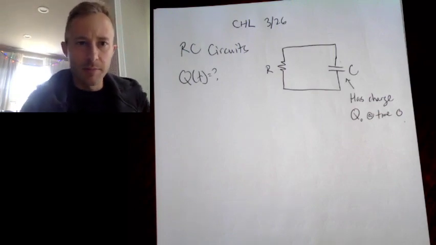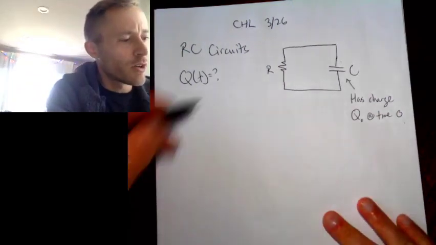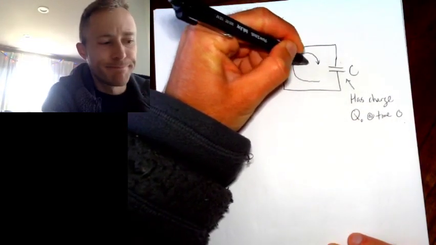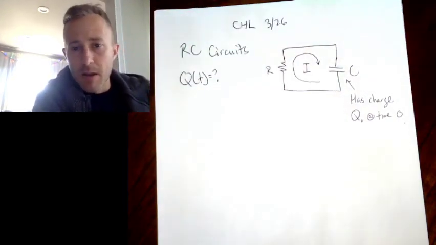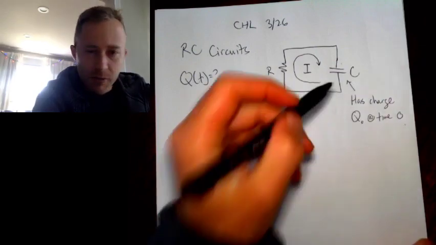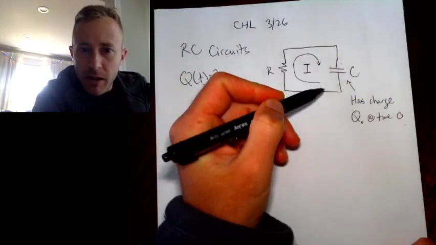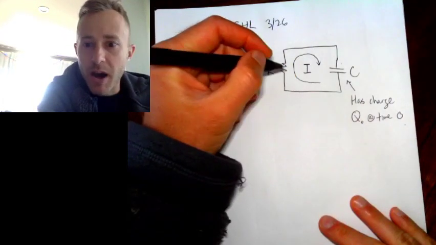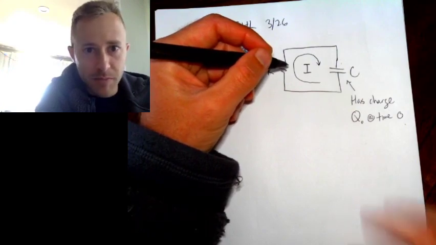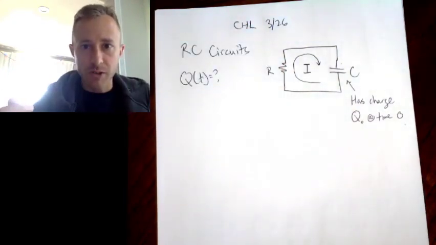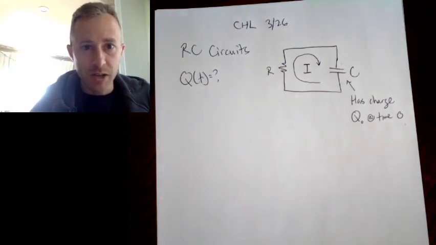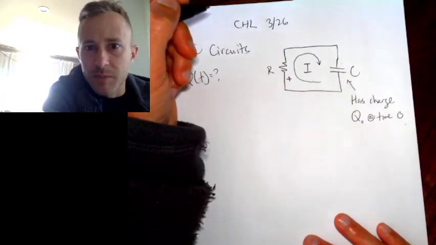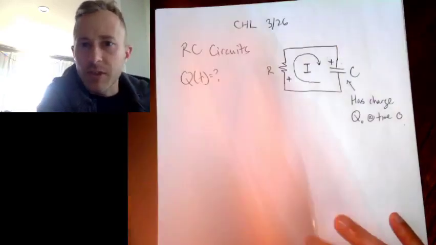So we're going to do some node analysis. There's only one current that flows around the circuit, which I'm going to call I. And so I've labeled my current. And so now I'm going to label the positive side of each component. The positive side is the upstream side. Just like resistors, the same thing works for capacitors. So the upstream side is the positive side. So this would be the positive side of the resistor. This would be the positive side of the capacitor.